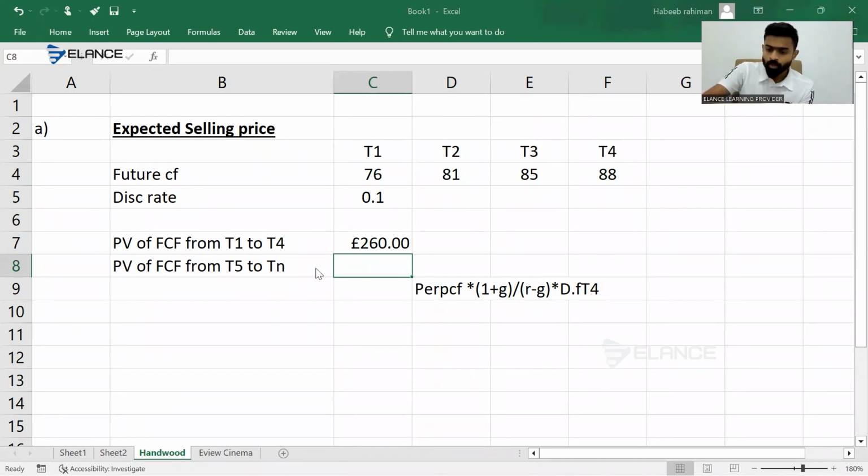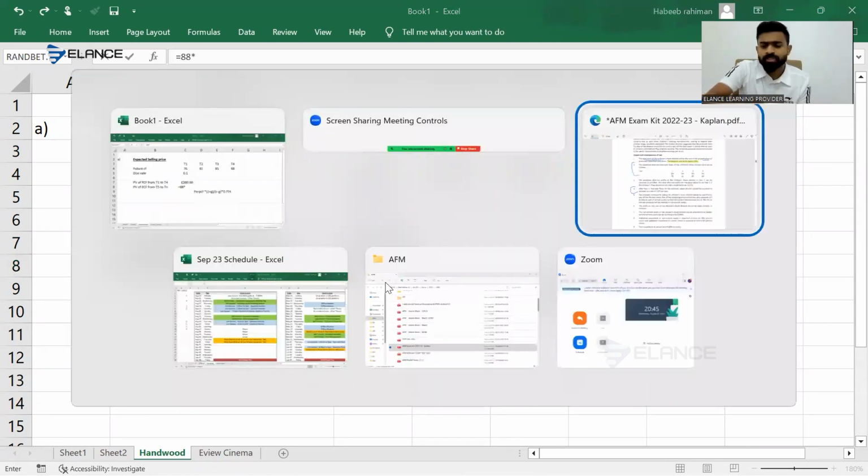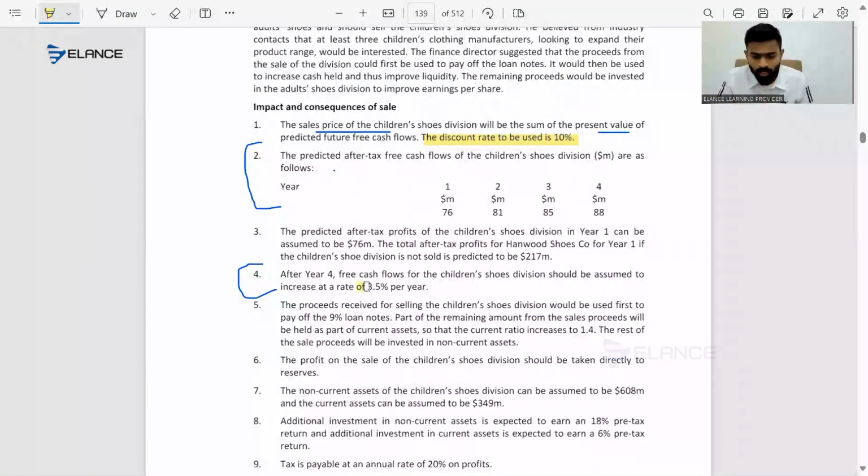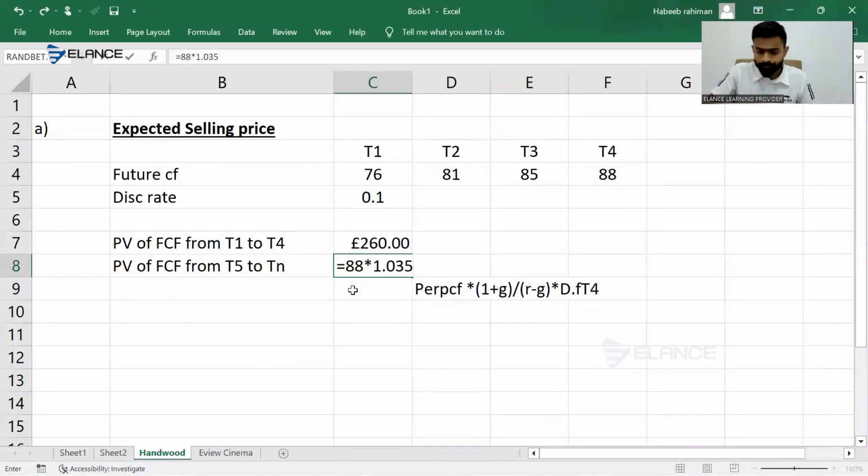Yes? Good. So the perpetual cash flow, which is going to continue, is 88. This is the cash flow for T4. From T5 onwards, this is going to grow by how much percentage? 3.5%. They assumed it. So multiply by 1.035. This is perpetual cash flow into 1 plus G. Divided by, in brackets, R the discounting rate 0.1, 10%, minus G 0.035. So I'm done with perpetual cash flow into 1 plus G divided by R minus G. Now I need to multiply by the discounting factor of the fourth year.